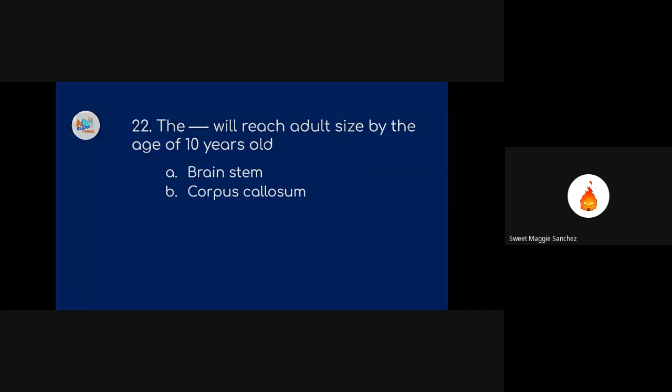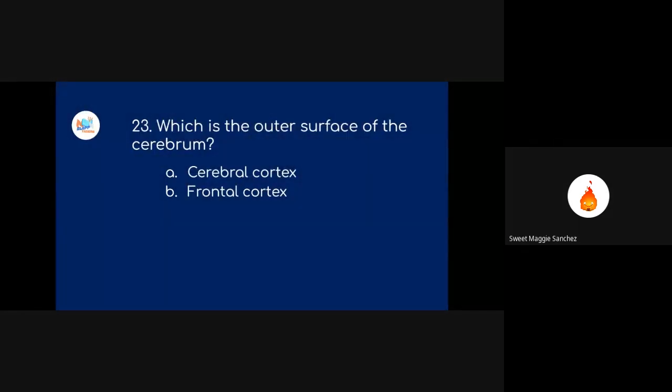Okay, timer stops. Question 23. Which is the outer surface of the cerebrum? Is it A, cerebral cortex, or B, frontal cortex?